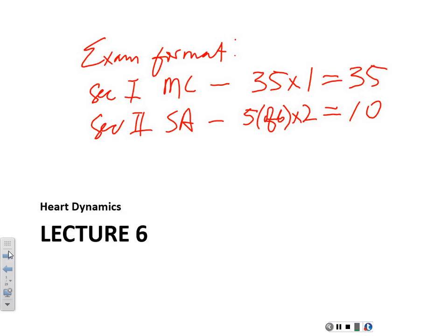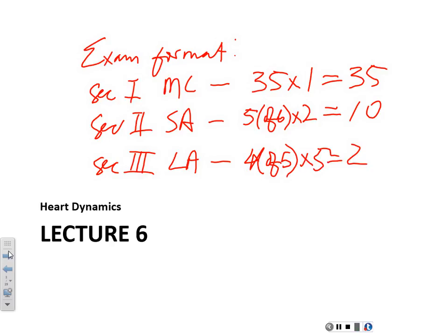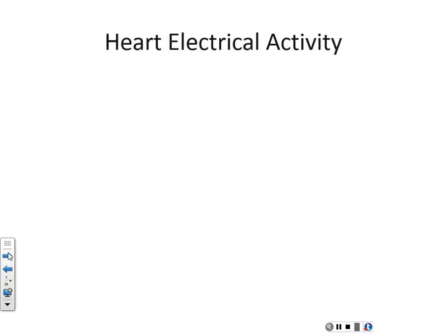And then section 3 will be the long answer. As usual, you have 4 of 5 times 5, which is 20, plus 35, 65. So it's still worth 65 like last time, but this time you have 3 sections. All right? So here we go.